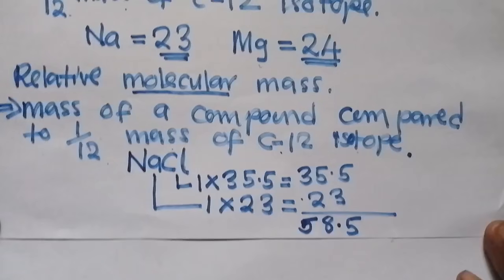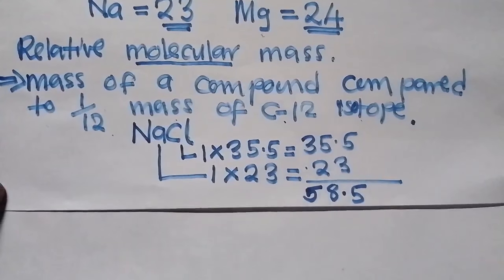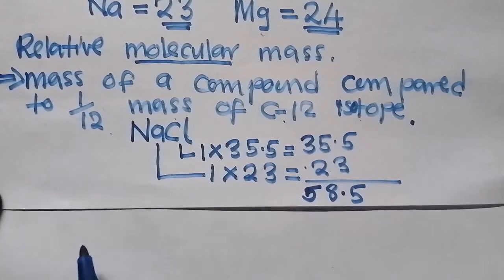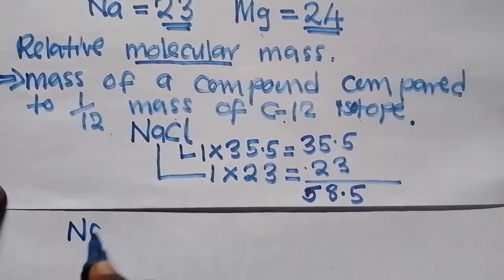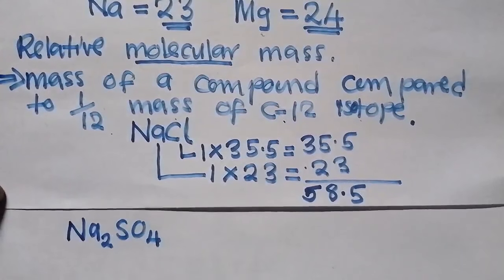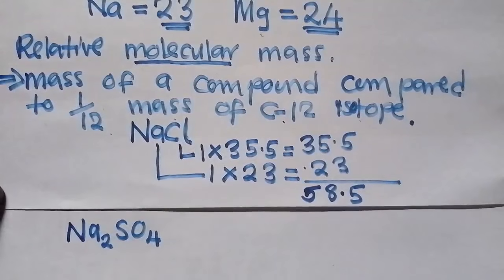Let us now move and talk about the other compound. In another compound that we can talk about, let's say maybe you've got sodium sulfate. This is how sodium sulfate is. For you to reach this topic, you need to know how to form formulas of specific compounds. You need to know how to write the chemical formula for sodium sulfate.